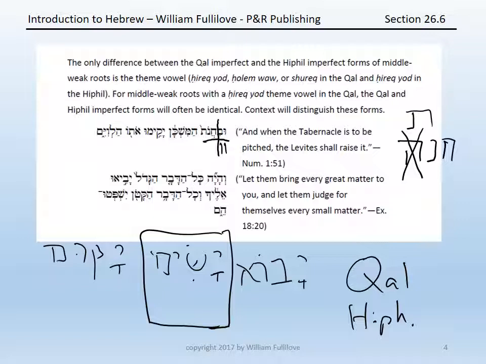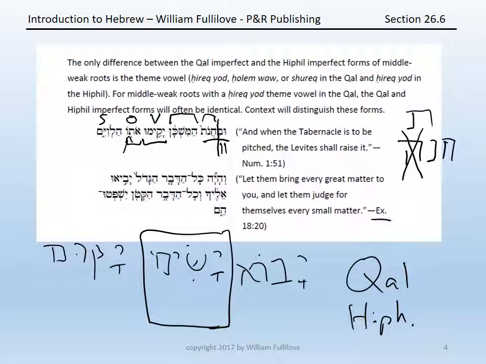So, and when the tabernacle is set up, and in the pitching of the tabernacle, then yakimu, this is a hiphil imperfect third masculine plural of kum, so to make stand or to raise. They shall raise oto, ot, the marker of the definite direct object, plus o, the third masculine singular suffix. Then the subject. So we go verb, object, subject. The subject, the Levites. The Levites shall raise it.